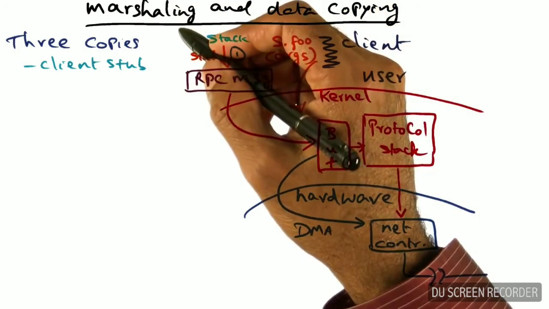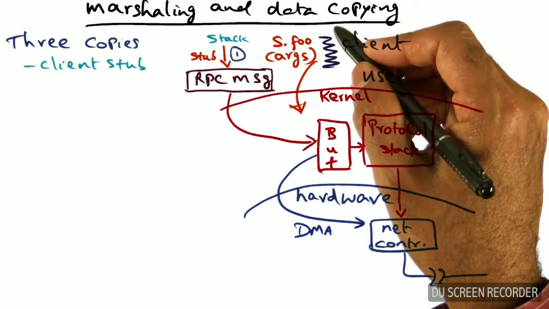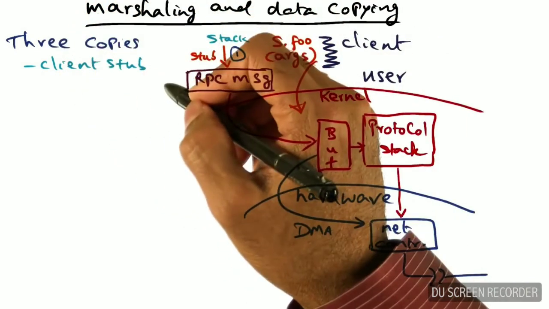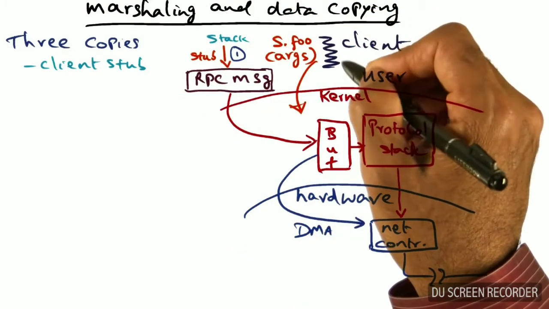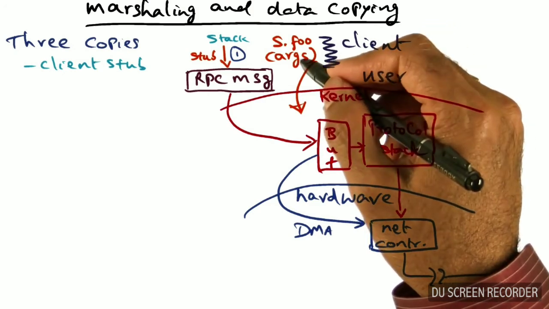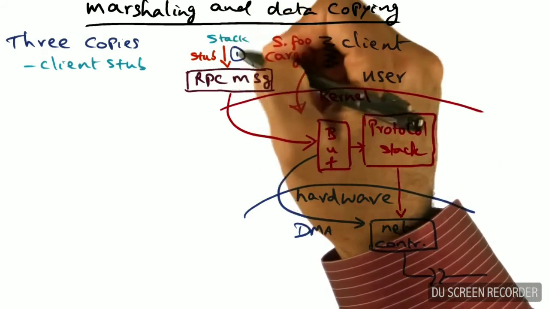And the biggest source of overhead in marshalling is the data copying that's going to happen. And I'll explain that in a minute. Potentially, in doing the marshalling, there could be three copies involved. Where are these three copies coming about? Well, first of all, the client is executing. When a client is executing a procedure, all the arguments for the procedure call that it wants to do are living on the stack of the client.